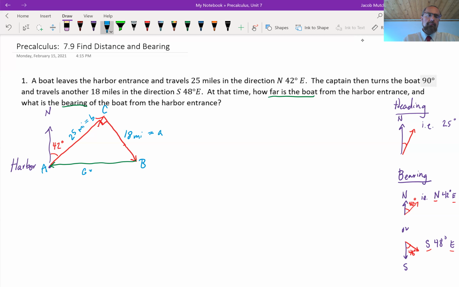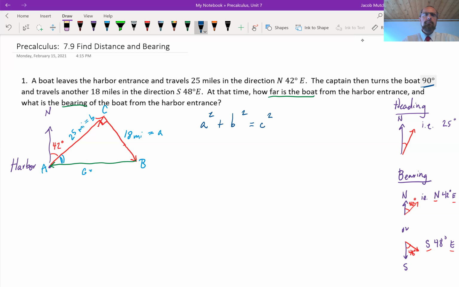And then we're also looking for this lower angle as well. Well, if I'm in a right triangle and I'm looking for, in this case, the hypotenuse, I can use Pythagorean theorem. A squared plus B squared equals C squared. And I see that because of the 90 degrees.